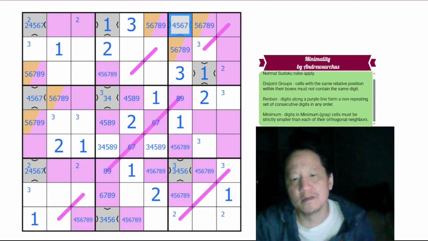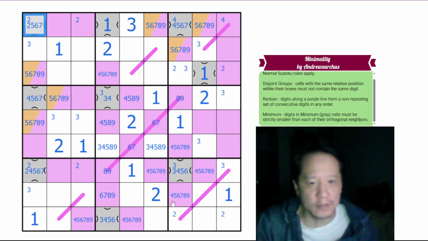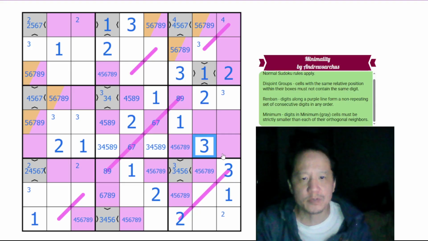So then, okay. This is guaranteed to be 4, which eliminates 4 in the rest of the row. So let's just go through that again. So this is 3. That forces this to be 2. That's 2. This is 3, which makes that 3. That makes that 3.